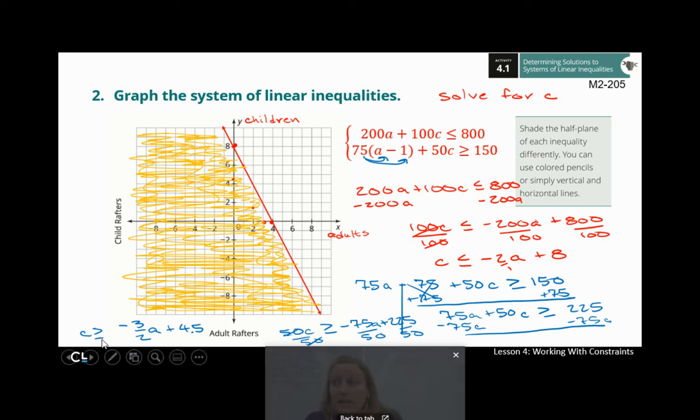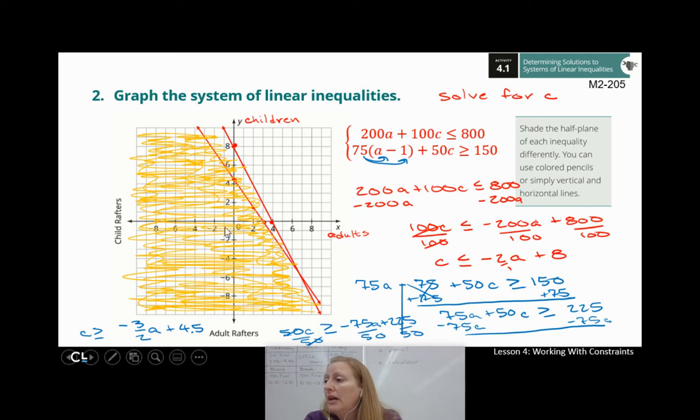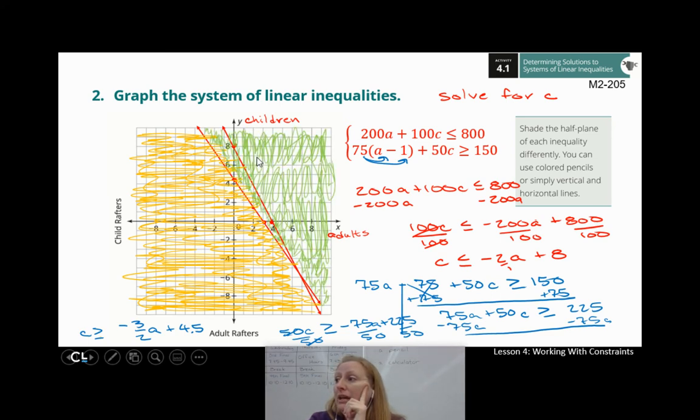Solid line, right? It does have a squashed equal sign, so a nice solid line on that will be good. And this says that C is greater than or equal to that. So that means I need to shade everything above the line I just made. Now, this is a big fat hot mess, as you can see, but we've graphed it.